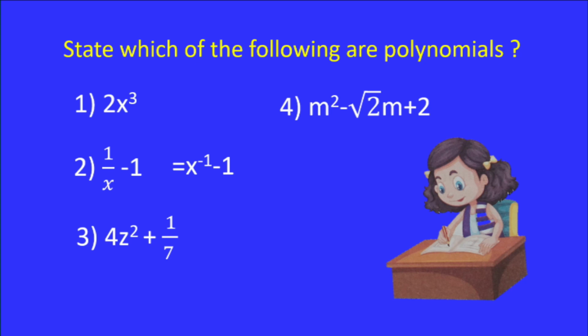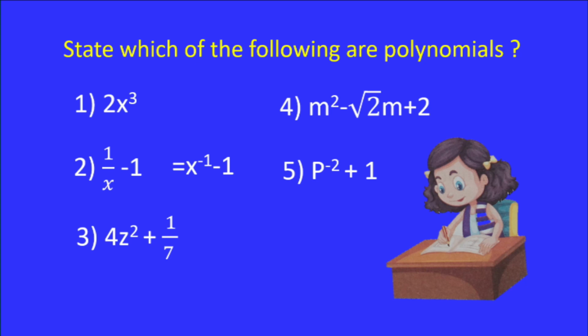Coefficients can be any real number, but the exponent of the variable should be a whole number. So try to write which are polynomials and which are not polynomials. Here, the fifth one, p to the power of minus 2 plus 1. Is this a polynomial? Obviously it is not a polynomial, since the variable p has the exponent minus 2. As it is negative, it is not a polynomial.